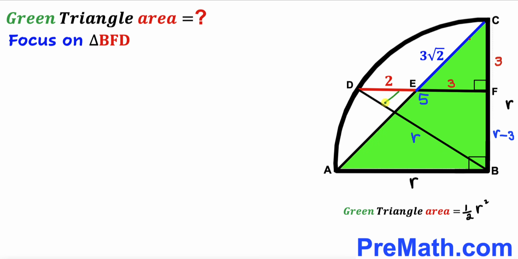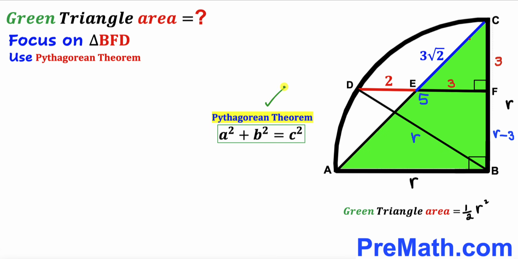And now we are going to focus on this right triangle BFD once again, and apply the Pythagorean theorem on this triangle to solve for radius lowercase r. And here's our Pythagorean theorem once again: a square plus b square equal to c square. In our case, our hypotenuse is lowercase r, whereas our two other legs are 5 and r minus 3. Let's go ahead and fill in the blanks in this Pythagorean formula. So we got (r minus 3) whole square plus 5 square equal to lowercase r square.